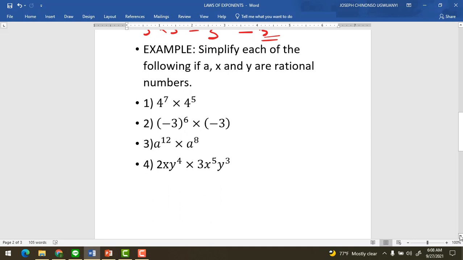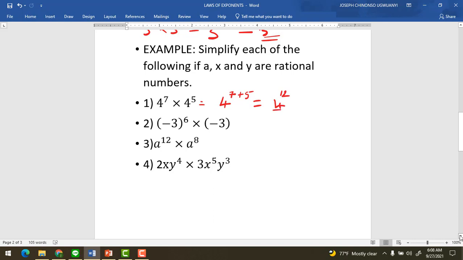The question says simplify each of the following if a, x, and y are rational numbers. So we have the first one, 4 exponent 7 times 4 exponent 5. From our first law, we write 4 exponent 7 plus 5. This gives us 4 exponent 12.